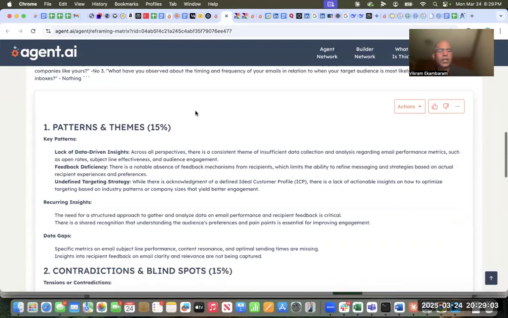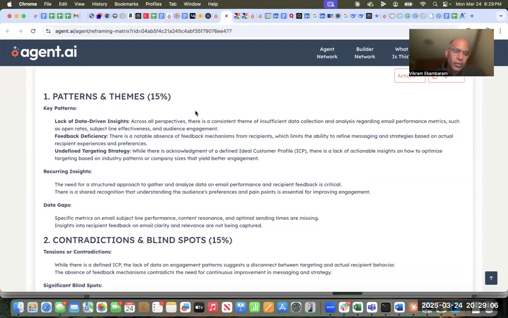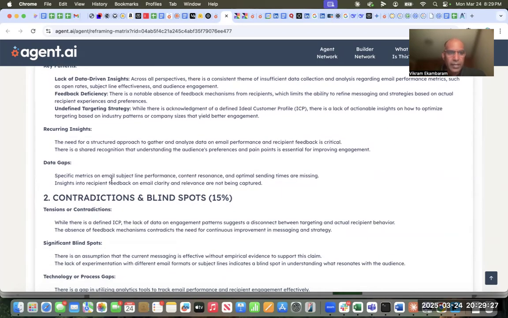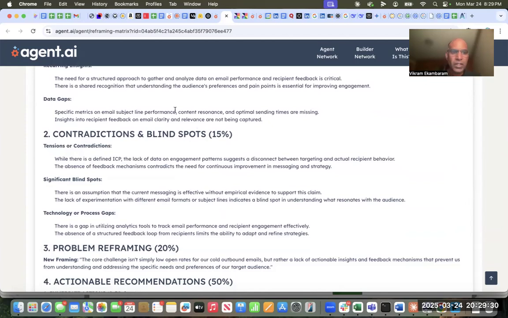And so now you can see what it comes back with is a deep dive into your particular problem. One thing it's identified, as you can see from my answers, is a lack of data-driven insights, insufficient data collection, there is no feedback, you don't have a targeting strategy, which is all very valid based on the responses that I gave it. And so it's saying you need to have a more structured approach. You need to understand the audience's pain points. There are data gaps and stuff like that. Then it looks at contradictions and blind spots. While there is a defined ICP, the lack of data on engagement patterns suggests a disconnect between targeting and actual recipient behavior. And then the absence of a feedback mechanism contradicts the need for continuous improvement in messaging and strategy.